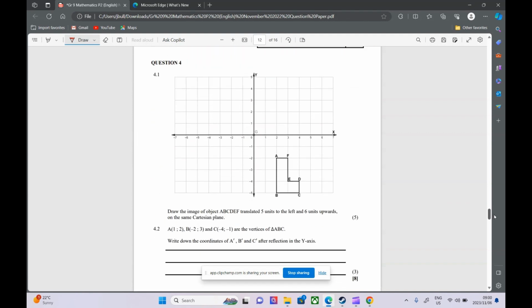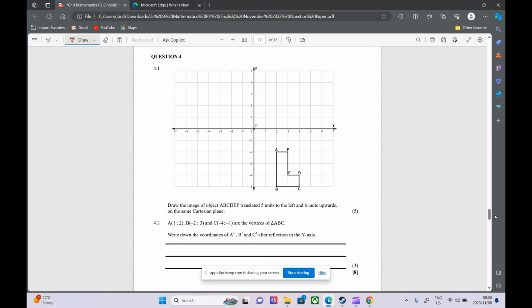Okay, question 4, you're going to have to deal with my really bad drawing again. So draw the image of A, B, C, D, F. So they want us to draw the image of this shape, translated 5 units to the left and 6 units upwards. So translated just means moved. So they just want us to move it 5 units to the left, 6 up. Okay, so let's do that first.